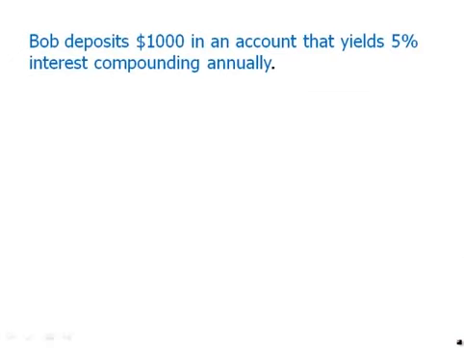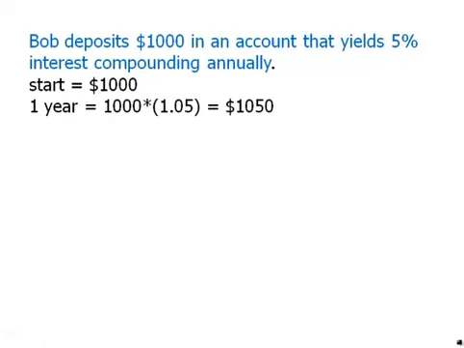So for example, Bob deposits $1,000 in an account that yields 5% interest compounding annually. So that means that every year the amount in the account is going to experience a 5% increase. So it's going to get multiplied by 1.05, which is the multiplier for a 5% increase. So we start at $1,000. Multiplied by that multiplier, 1.05, we get $1,050.